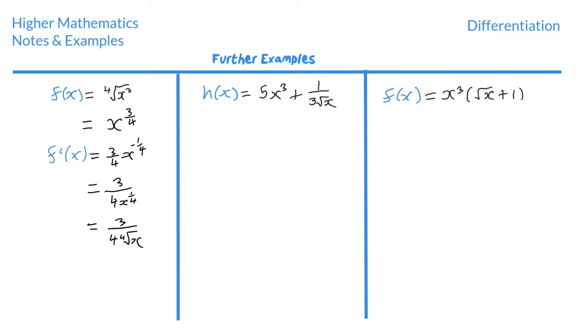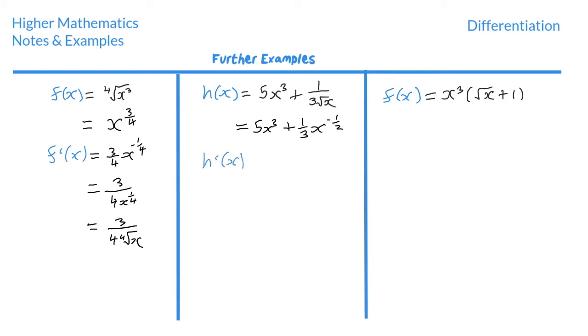h of x equals 5x cubed plus 1 over 3 root x is our next example. Again, we need to prepare it for differentiation. So this term is fine, 5x cubed is ready to differentiate. But the other term, we need to change that root to a power. So it'll be 1 over 3 times x to the power -1/2. It would be x to the half, and we bring it up, so it's x to the -1/2.